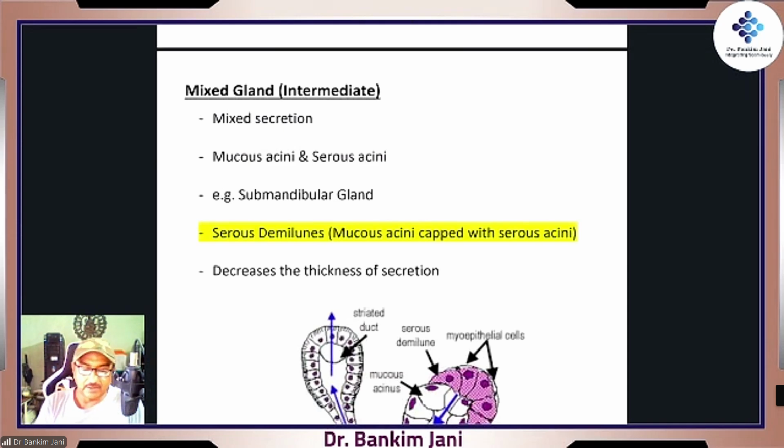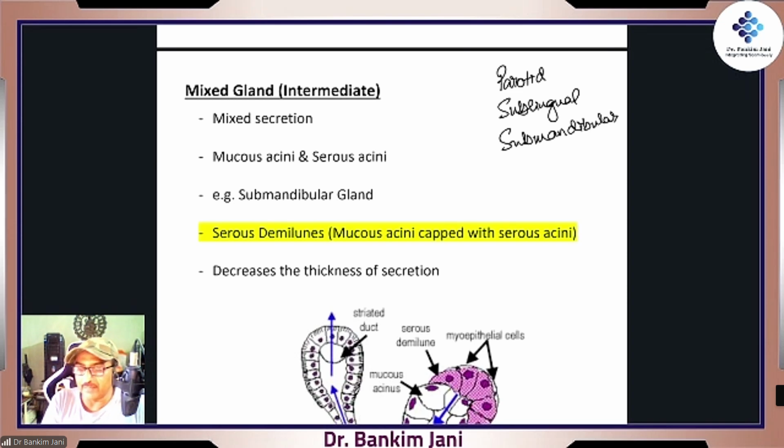Then comes the mix, which is called intermediate. When it is an obviously mixed secretion, there would be mucus as well as serous, both, right? And what type? Submandibular. Now you must have noticed that we have got parotid, sublingual, and submandibular. Correct? So we have got these three types of secretory glands. Out of these, one is serous, one is mucus, and this one is mixed. So all three glands are of different types.